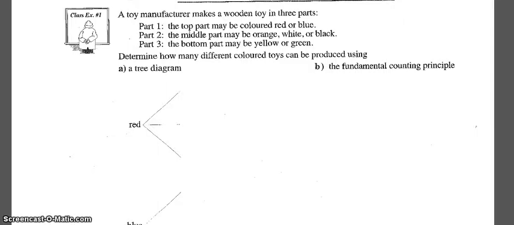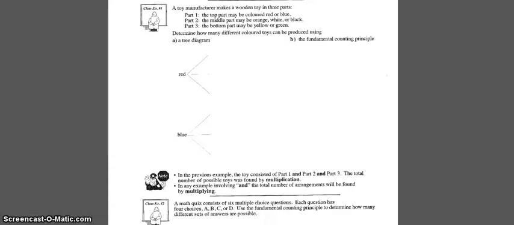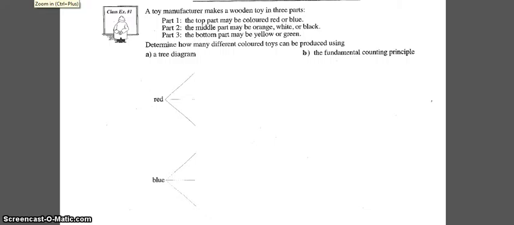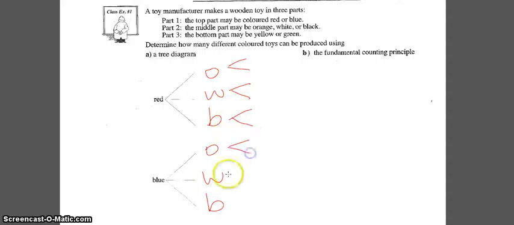Okay, let's use a tree diagram. So first you have red and blue, that's your first stage. My second stage could be orange, white or black, orange, white or black, no matter what the first one is. Now, for the bottom, you can have 2 choices each. So it just branches off. Look at how many leaves I'm making. You can either have yellow or green, yellow or green, yellow or green, yellow or green.